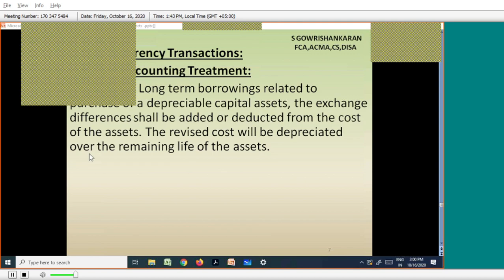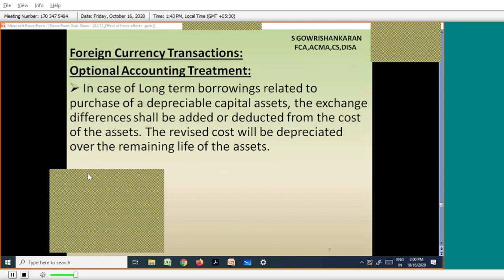Just to go through the theory. In case of long-term borrowings related to purchase of a depreciable capital asset, the exchange differences shall be added to or deducted from the cost of the asset. The revised cost will be depreciated over the remaining life of the asset. This is optional only, not compulsory. You can use the existing method, which is only debiting or crediting to the P&L account. But in case of optional accounting treatment, instead of debiting or crediting P&L account, you can adjust that loss or gain with the cost of the asset itself. So no impact in P&L account. This is an optional accounting treatment, not a compulsory one.